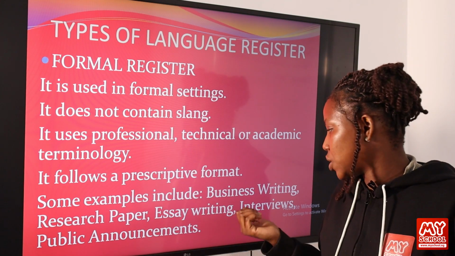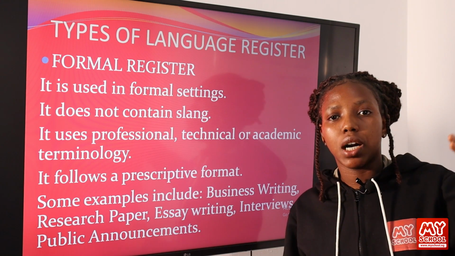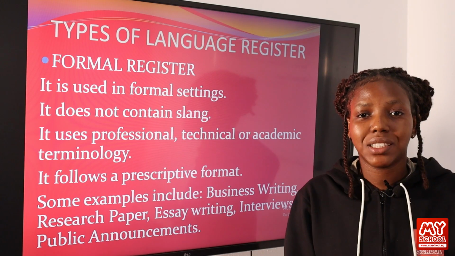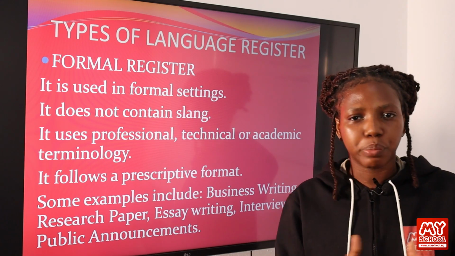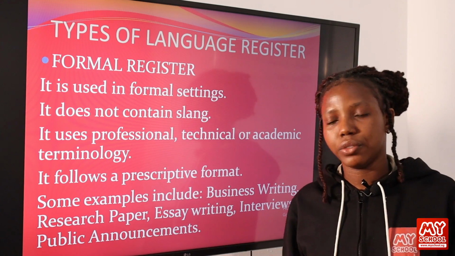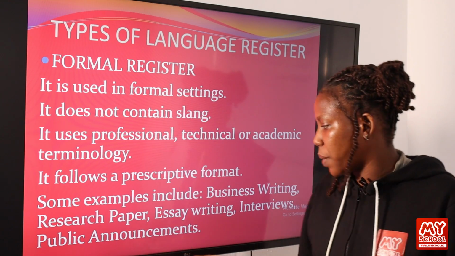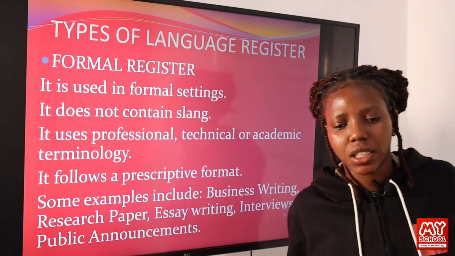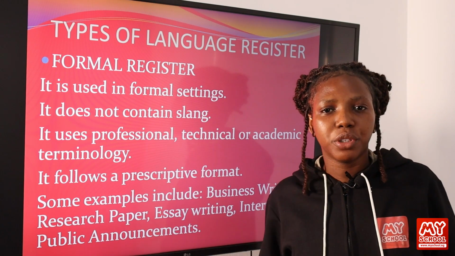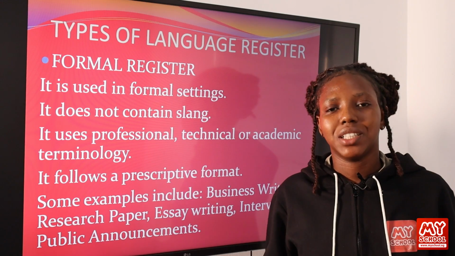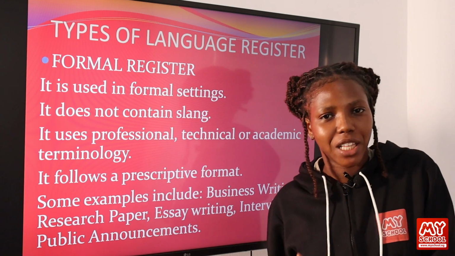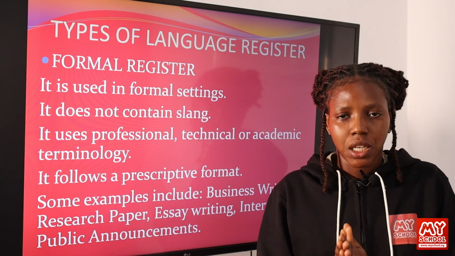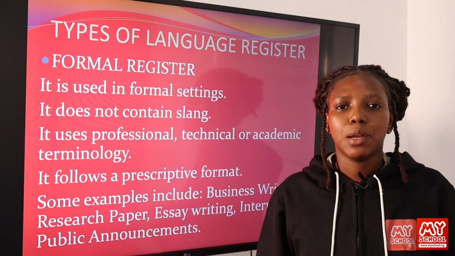Okay, some examples include business writing. It has a format. We need to include the receiver's contact, we need to include our contact. There should be a salutation, there's a way it is written. There should be a closing salutation, there should be the body and all of that. So it has a format, it is very formal. Research paper, essay writing, interviews, public announcements. For example, you go to an interview and they say, may we know you, and you just say, I am Alexandra. Okay, there's a format. You need to give them a lot more than, my name is Alexandra. So it follows a prescriptive format. Now let's take a look at the next type of language register.